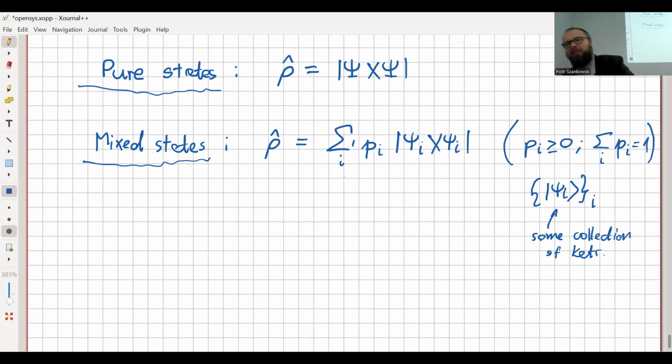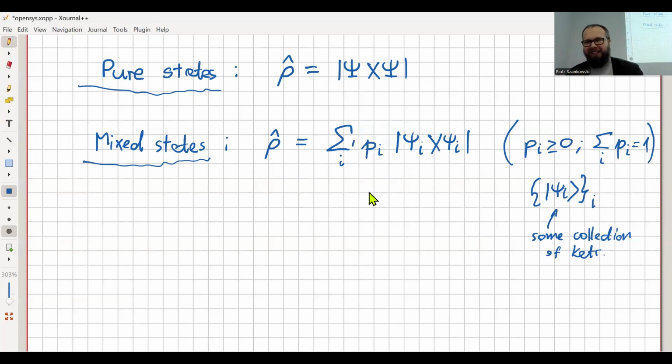very important feature about mixed states, because I wrote here this kind of formula, but as it turns out, this representation of mixed states is not unique. Okay, there is a theorem. I wrote it down here. It's the Schrödinger-Hughston-Jozsa-Wootters theorem, also known as the purification theorem, if you want to check it out on Wikipedia.